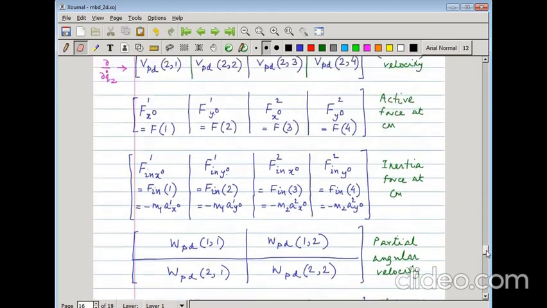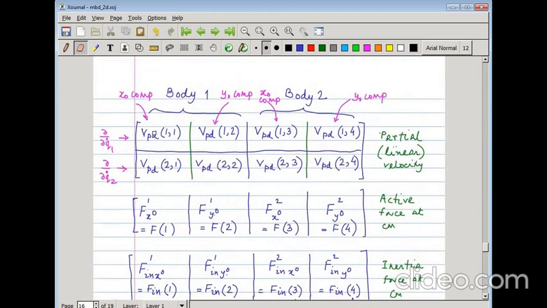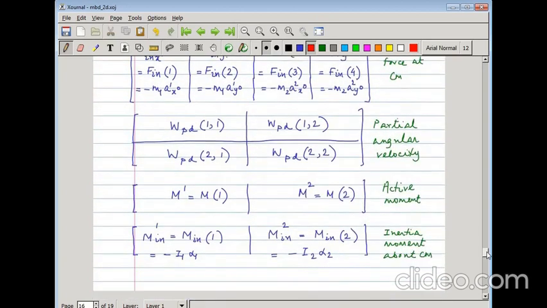So what we actually do is take the partial velocity, this, let us put some color, so this into this plus this into this plus this into this plus this into this, again this into this plus this into this plus this into this plus this into this, plus this into this plus this into this plus this into this plus this into this equal to 0.